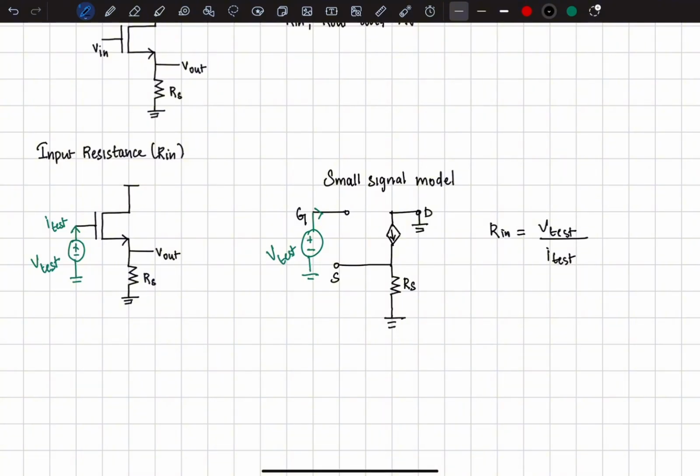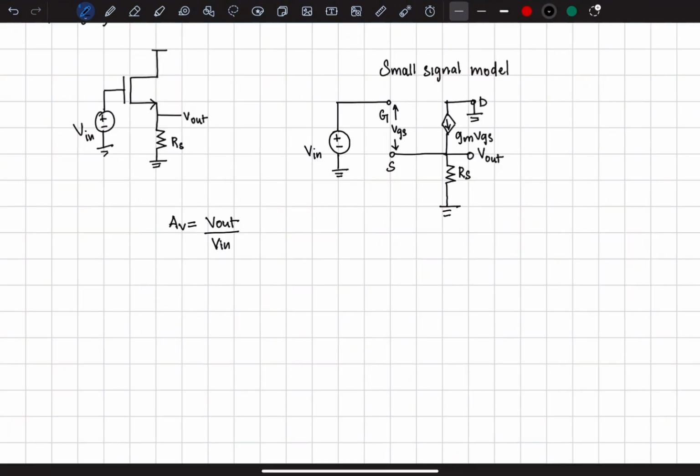And you can see there is no path for the current to flow. So essentially I test is equal to 0. So Rin is equal to infinity. So the input resistance of a source follower is infinite. Now let's try to find the gain of the amplifier. I have drawn the small signal model, and first let's find out what V out is here.